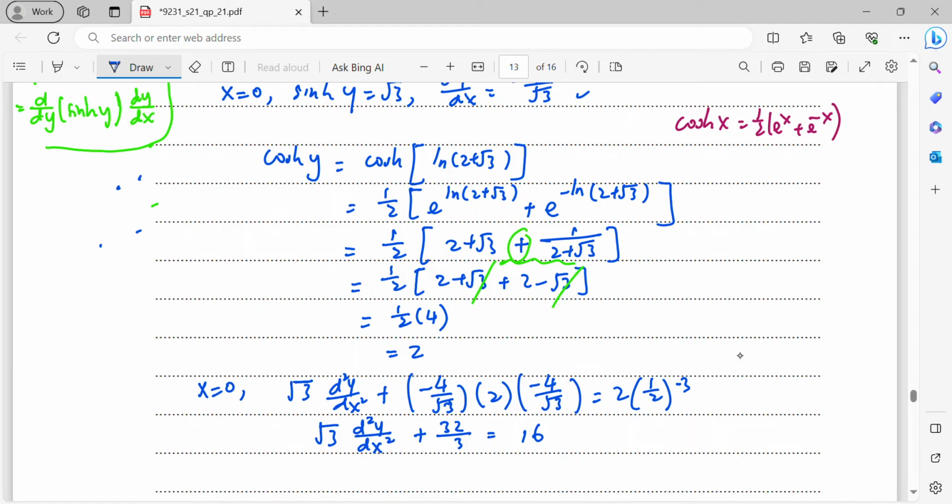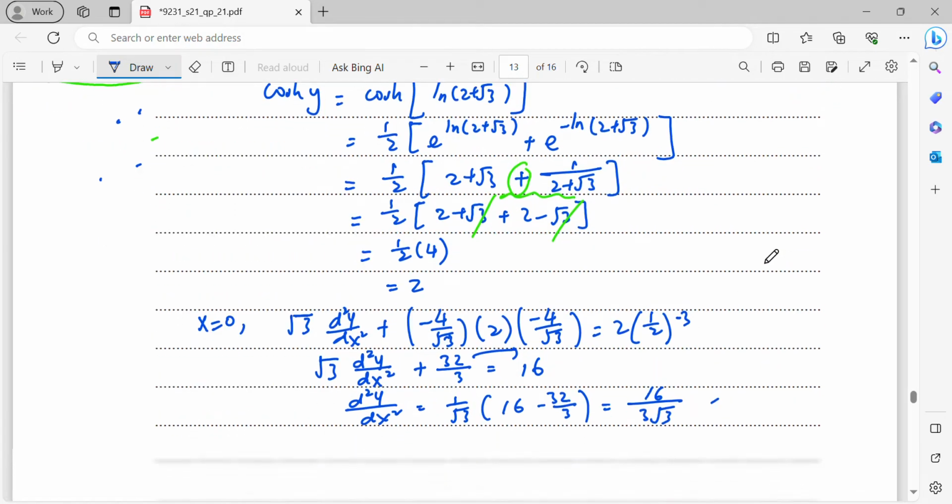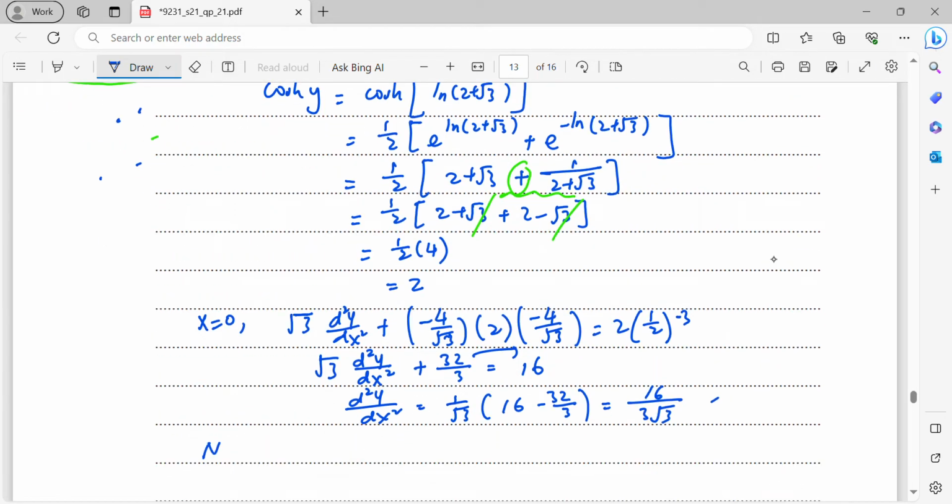Okay, now your d squared y over dx squared is 1 over square root 3 times 16 minus 32 over 3. At last you will get 16 over 3 root 3. Now once you have found this, then we can form the Maclaurin series.